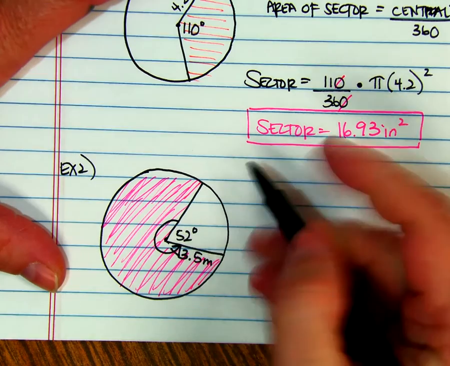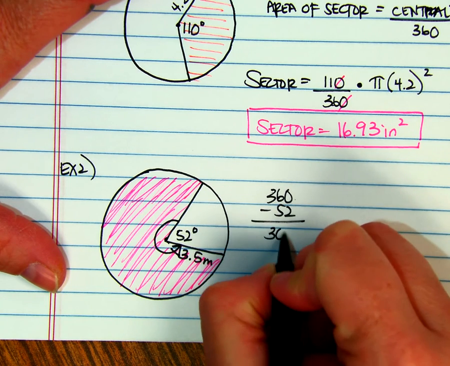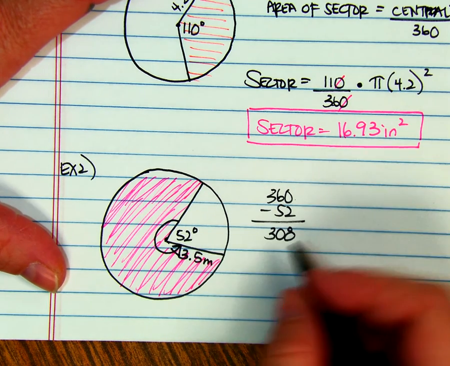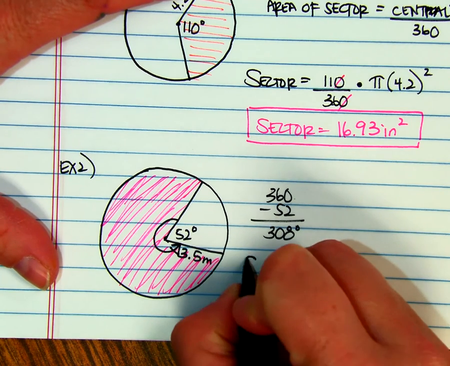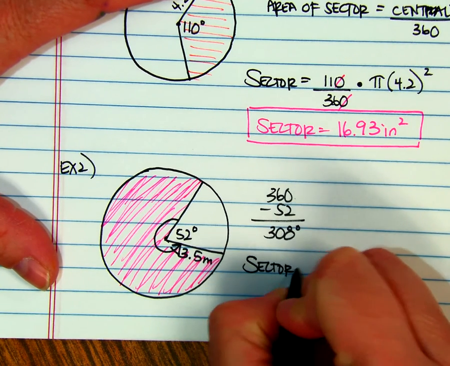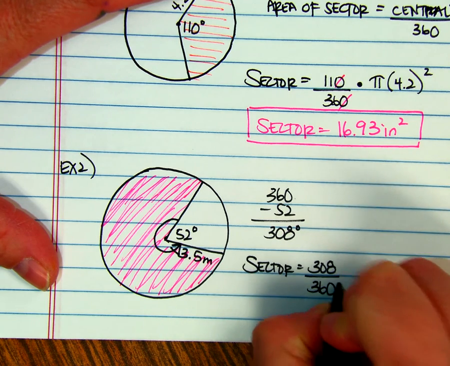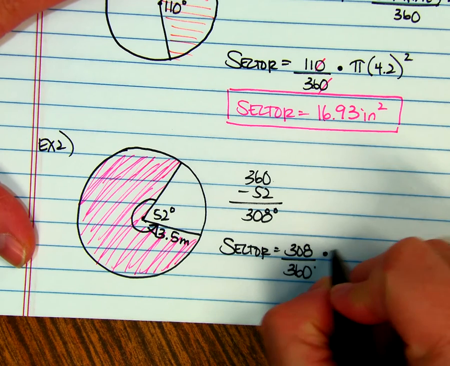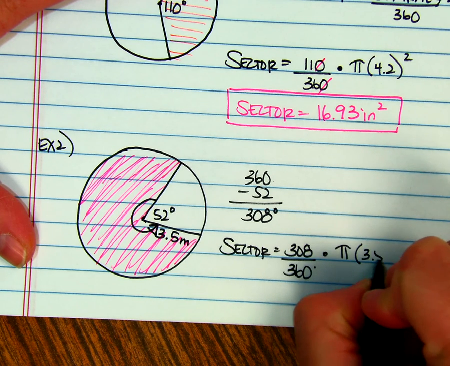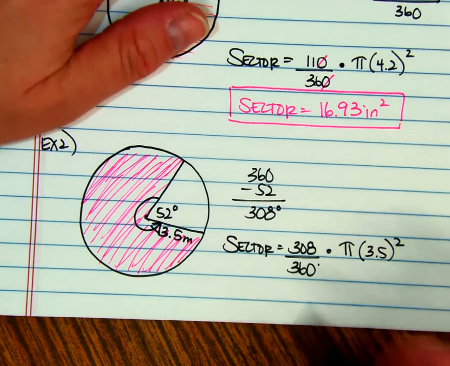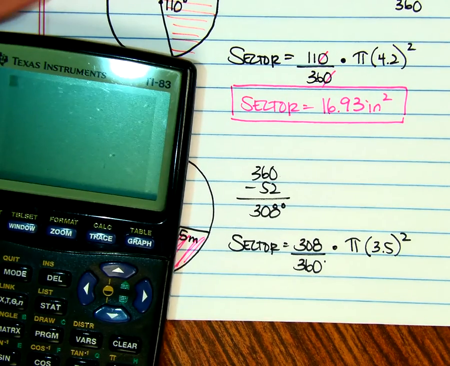So 360 minus the 52 gives me 308 degrees. So I'm going to use that for my central angle instead. So the sector that I'm looking for equals 308 degrees out of the possible 360 times the area of my circle, which is pi times my radius squared. This one isn't so neat. I can't do any cross canceling, so I'm going to go ahead and just check it in my calculator.